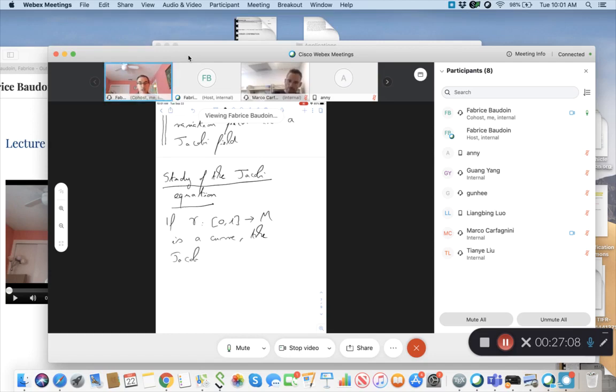So to study this equation and to see that this is a second order linear equation, it is convenient to work with parallel frames along gamma.